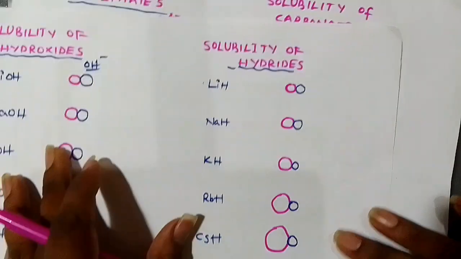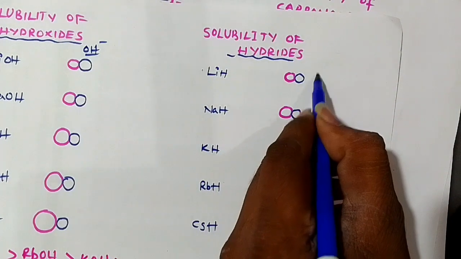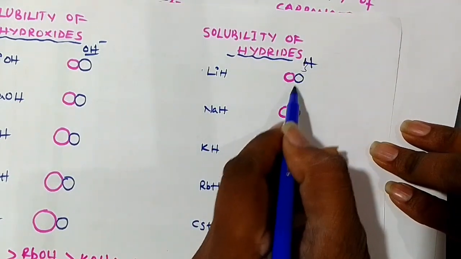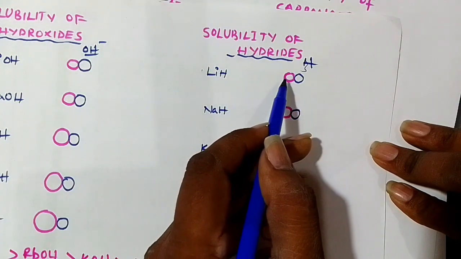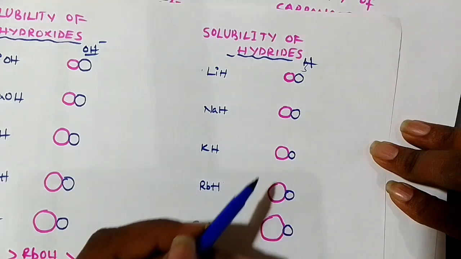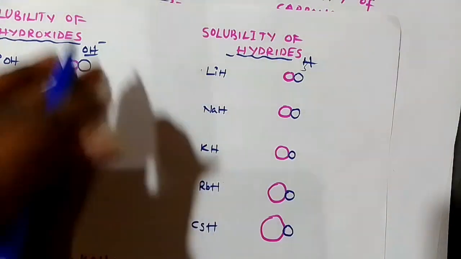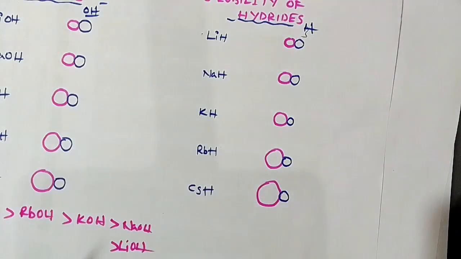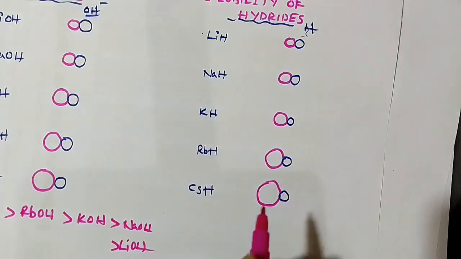Next coming to solubility of hydrides. Hydrogen has just one electron. It has a small size. So this blue color indicates the size of the hydride ion, and this pink color indicates the size of lithium, sodium, potassium, rubidium, cesium. When we are moving down, the size is increasing. In the last molecule, when we are moving down, the size difference increases.